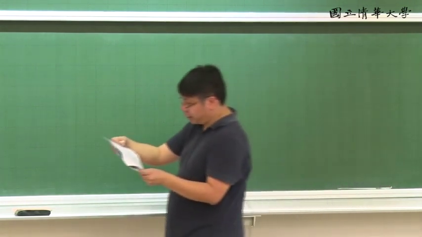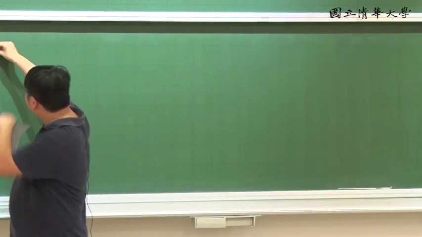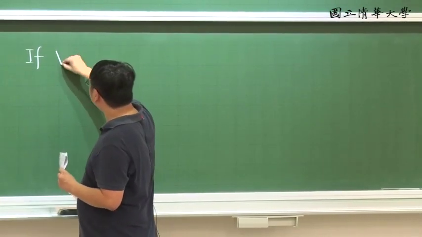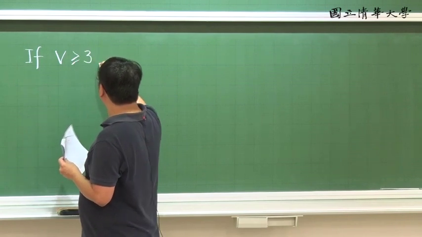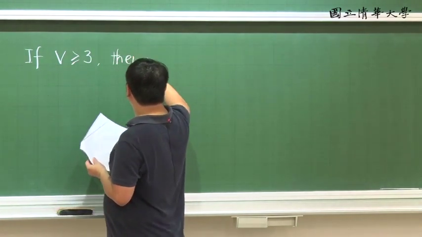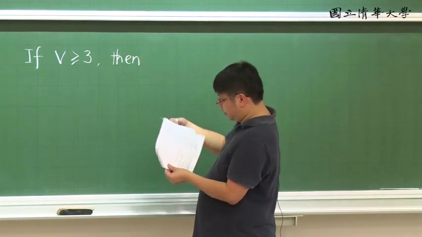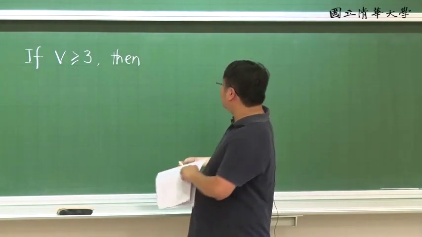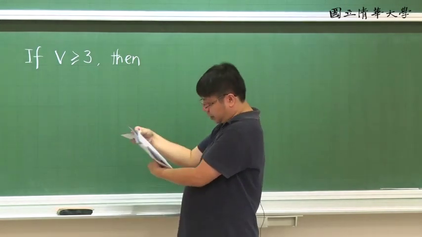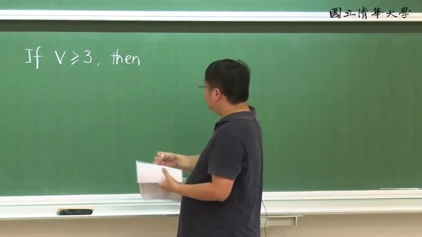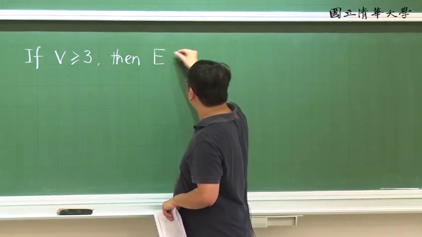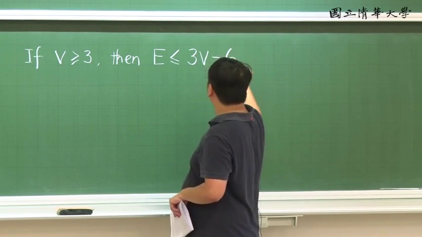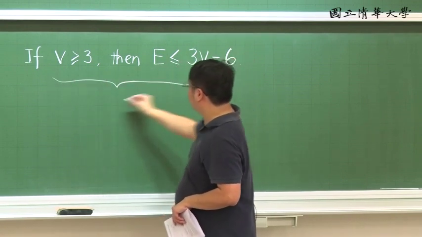So first of all, we have this result, the corollary. If V is greater than or equal to 3, then E has to be less than or equal to 3V minus 6. So this is a result for planar graphs.